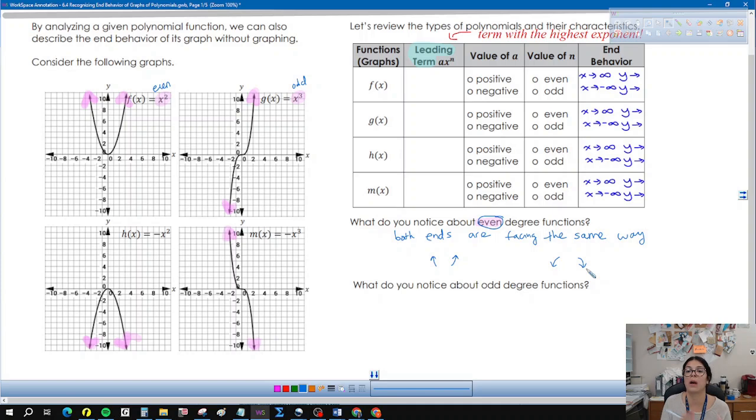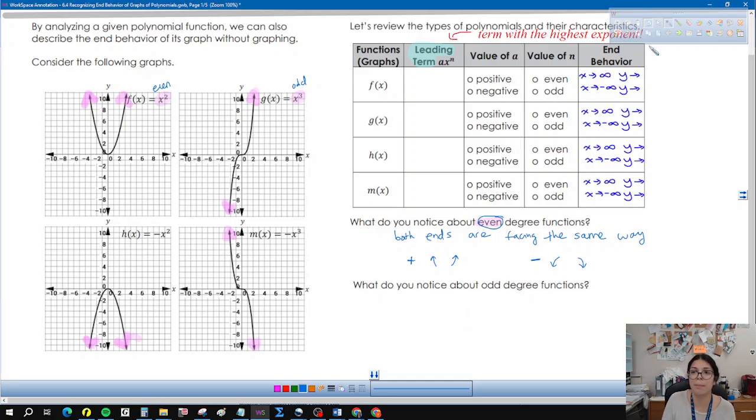Now, how do we know if it's up or down? Well, up means that it is a positive a value, which means that the coefficient in front is positive. Negative is a negative a value, and that's where the ends would be facing down.